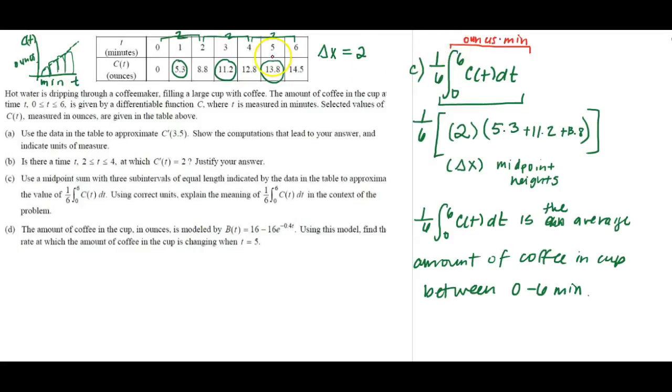So that's the units of this portion here. And then 1 over 6, well, 6 is in minutes, so we have 1 over minutes. So what's going to cancel is the minutes, and what we have left is ounces. So this whole quantity represents the average amount of coffee, because coffee is in ounces, in the cup between 0 and 6 minutes. So it's that whole idea of units. Understanding the units of area is really going to save us in all of these problems.